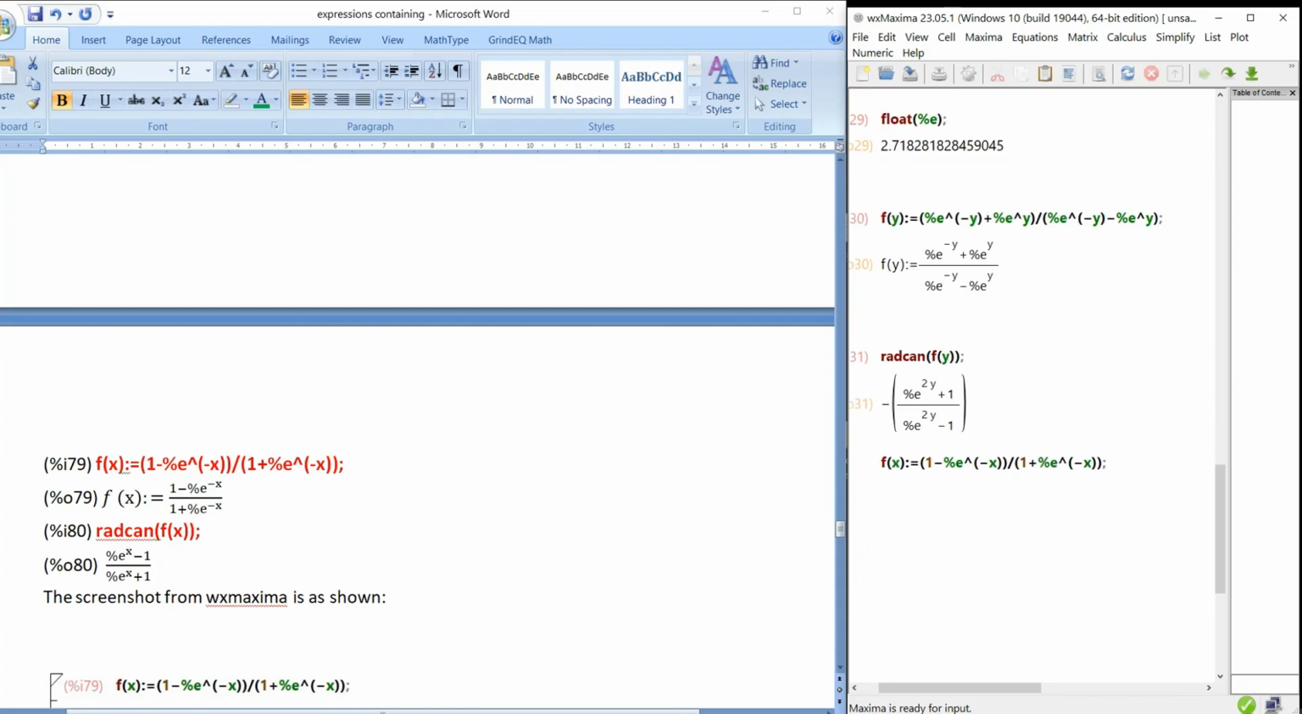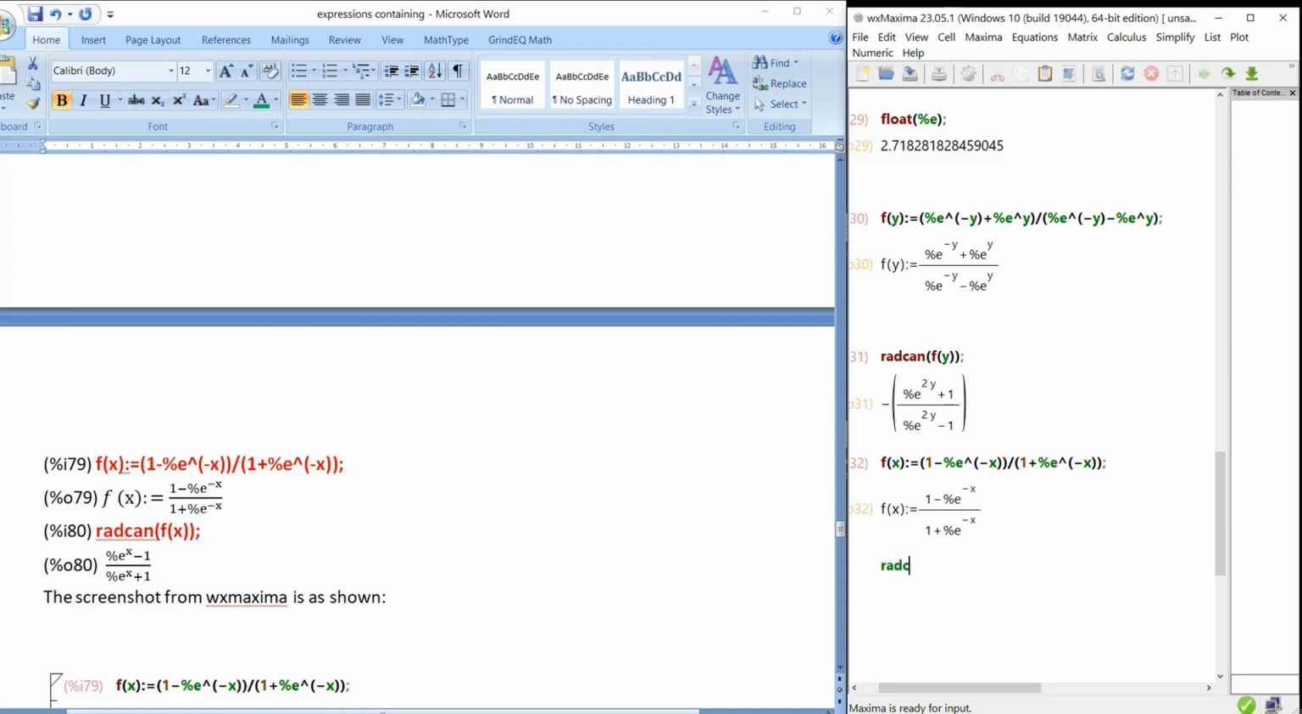I have taken this example. f(x) equal to 1 minus %e raised to the power minus x divided by 1 plus %e raised to the power minus x. Okay, shift enter. This is the function at our disposal. This is the function. I need to simplify this function.